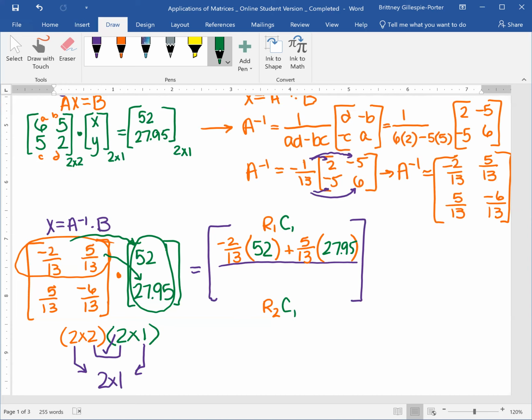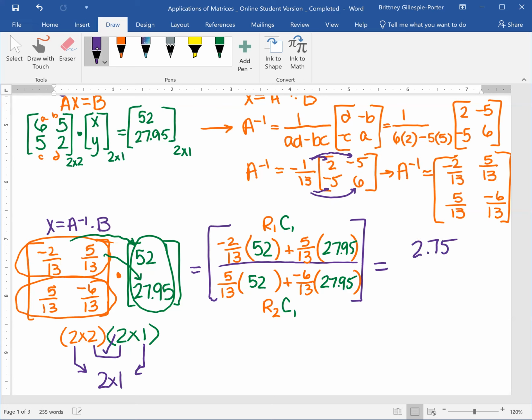Since we have taken row 1 and multiplied it by column 1, we're done with row 1. Let's go ahead and go to row 2. We're going to have 5 over 13 times 52 plus, because it's always plus, negative 6 over 13 times 27.95. Yes, you have to show all this work. When we solve this, we get 2.75 and 7.10.